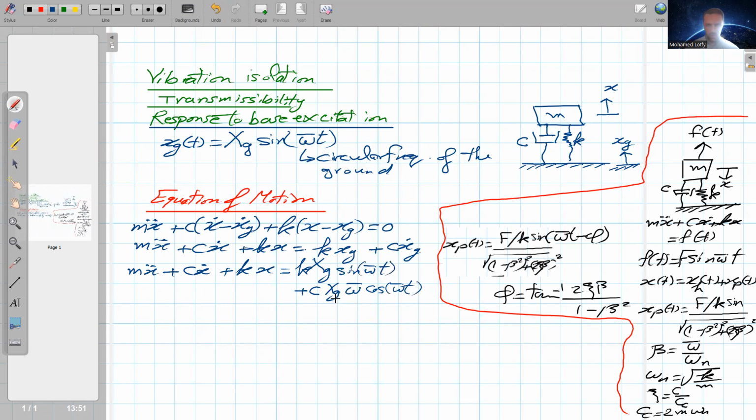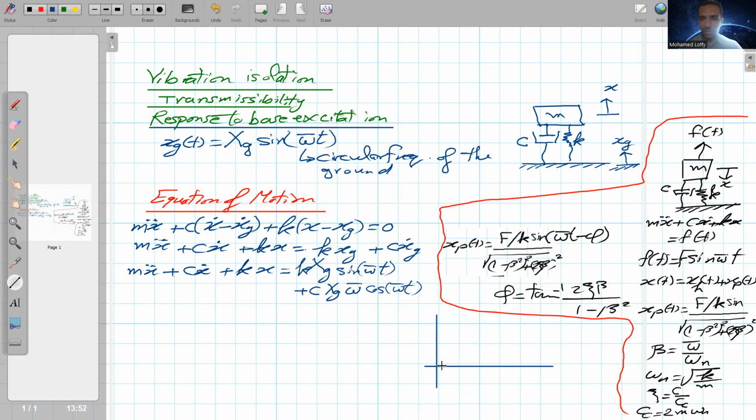Now, as you can notice, we have two harmonic forces. k times xg is a force, and it is a harmonic force. c times xg times omega bar is also a force. This is the stiffness force, and this is the damping force. But both of them have the same harmonic, so we can add them the same way we add harmonics. If we take this line as a reference, let's model it by vectors.